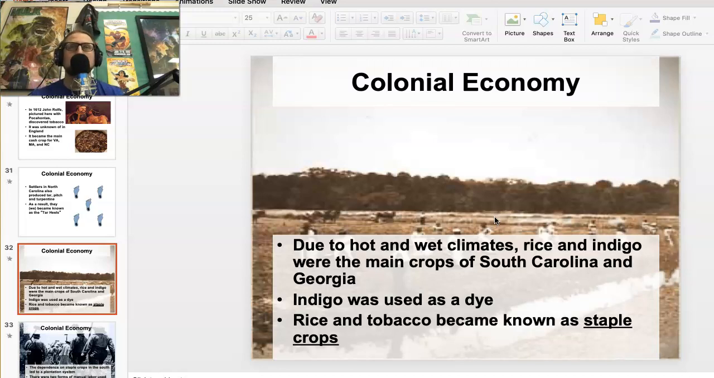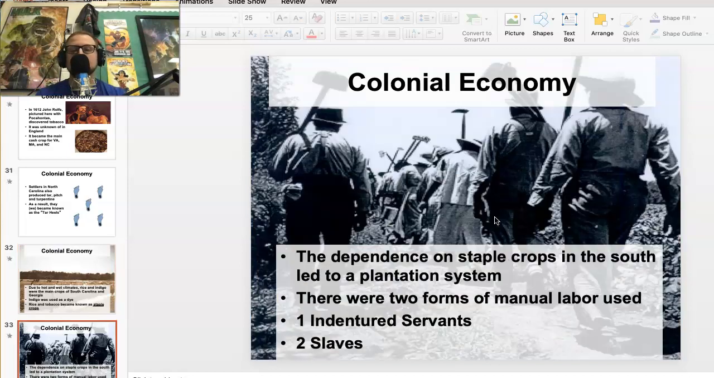Staple crops are crops an area is known for. So a crop can be both a staple crop and a cash crop. North Carolina is known for tobacco, so it's a staple crop for North Carolina, but it of course is the ultimate cash crop. A lot of the labor was done by two different groups, indentured servants and slaves.